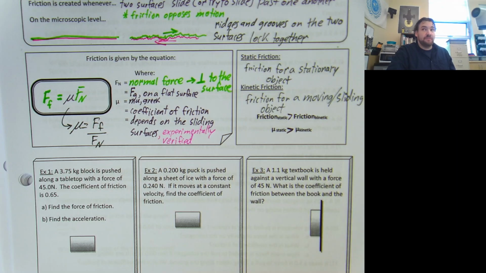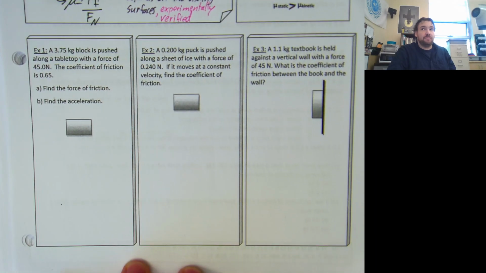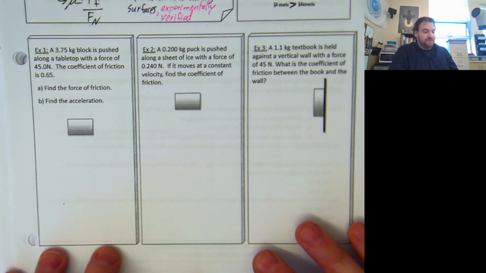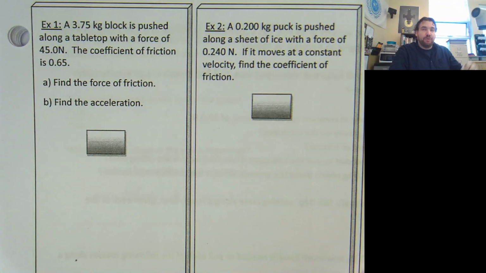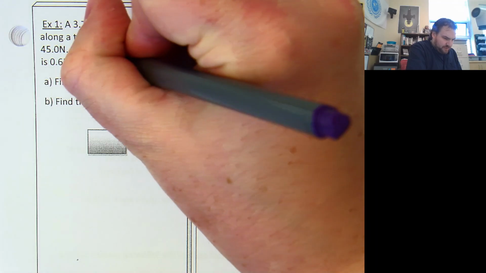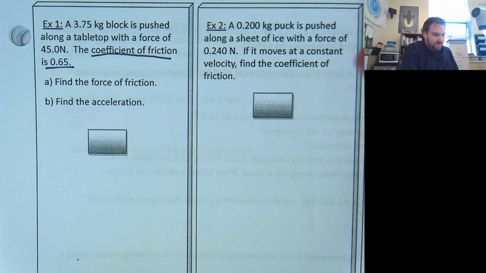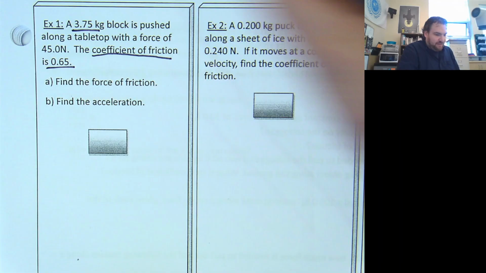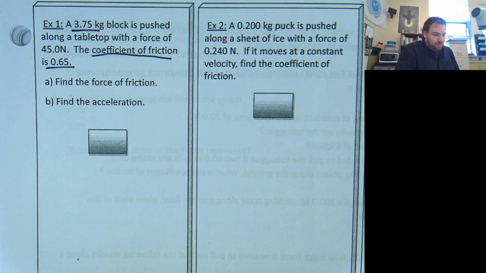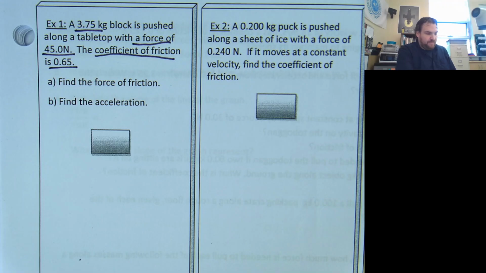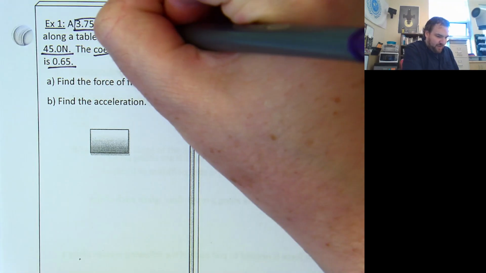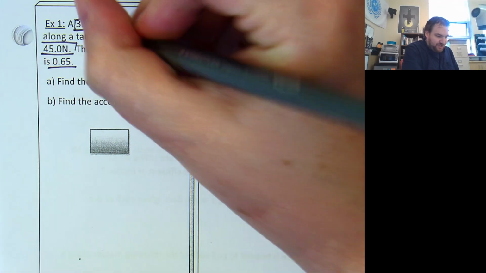So let's do 3 examples. Here they are. Example 1. We've got a block pushed along a tabletop with a force of 45 newtons. The coefficient of friction, we are told, between these two surfaces is 0.65. There's a 3.75 kilogram block pushed along a tabletop with a force of this. So again, as always, the language of the question is important.